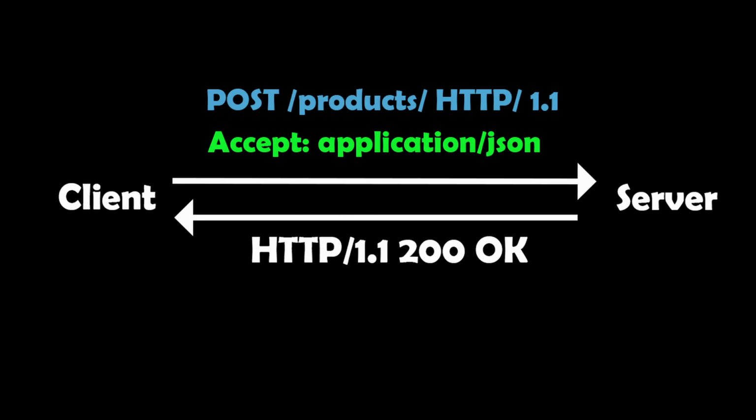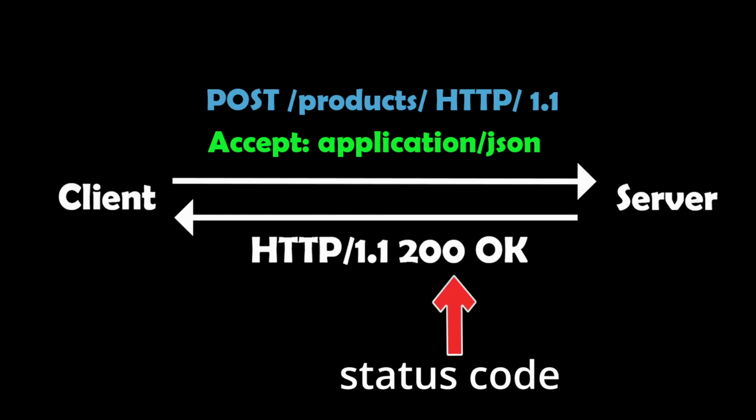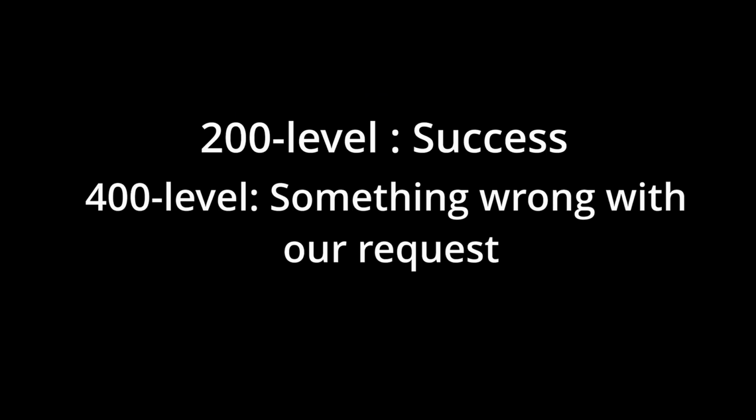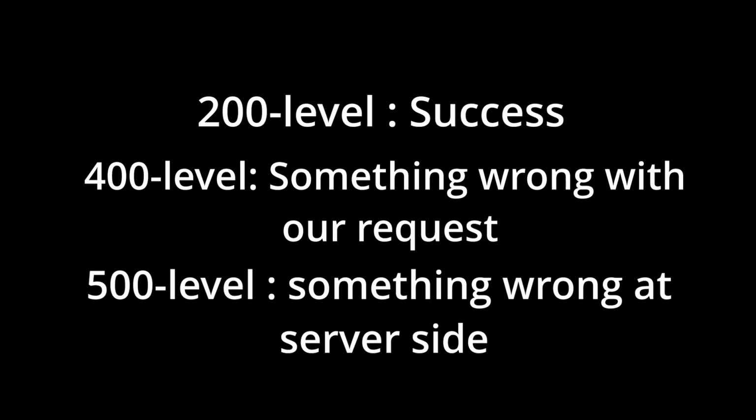The first line of the response contains the HTTP status code to tell the client what happened to the request. A well-implemented RESTful API returns proper HTTP status codes. The 200-level status code means the request was successful. The 400-level status code means something was wrong with our request. For example, the request contained incorrect syntax. The 500-level status code means something went wrong at the server level. For example, the service was unavailable, and so on.